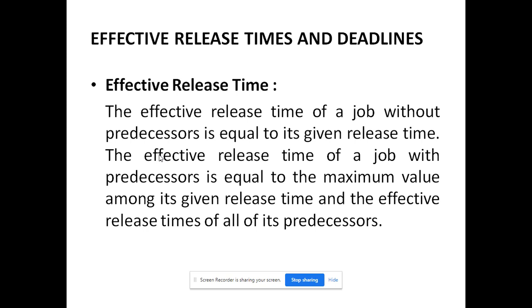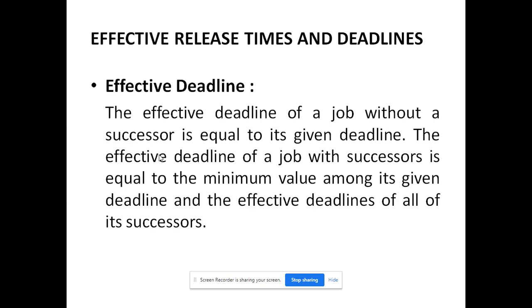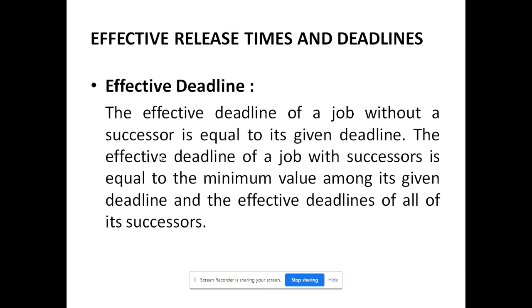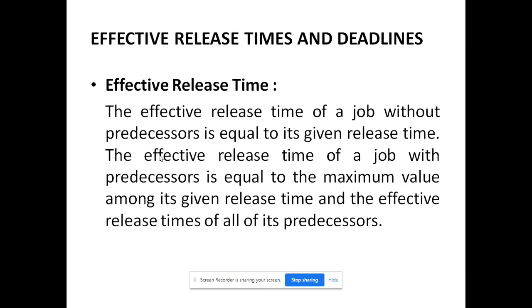Therefore, rather than working with the given release time and deadline, we first derive a set of effective release times and deadlines from this timing constraint together with the given precedence constraint. The derived timing constraints are consistent with the precedence constraint. So first we see the definition. What is the definition of effective release time and deadline? And then we take an example to understand what is effective release time and deadline and how we calculate it. So what is effective release time?